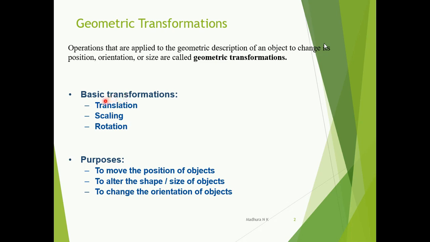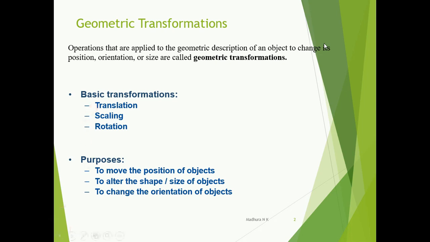So let us see what the basic transformations are that we can apply to geometric objects. In OpenGL, we can apply translation, scaling and rotation. You might be thinking, what is the purpose of translation or scaling or rotation? First let us see what translation is.